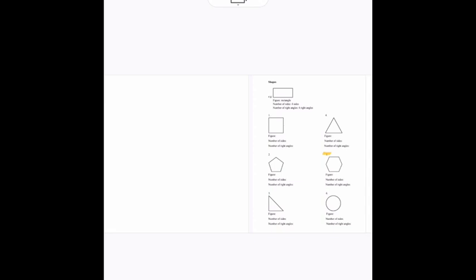Number 5. I highlighted number 5. So let's look at the example. Figure, this is a rectangle. Number of sides. How many sides are there? 1, 2, 3, 4. And number of right angles. 4 right angles, because there's one right here, one right here, one right here, and one right here. Remember, right angles are like this. Okay? This is a right angle.